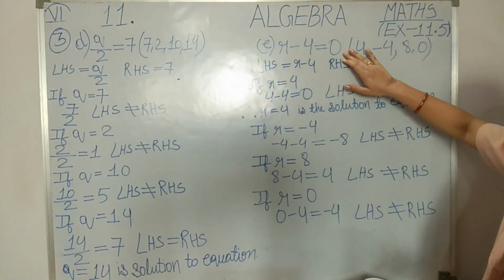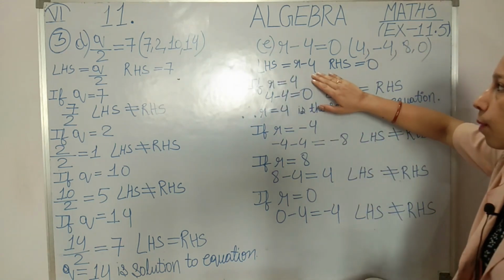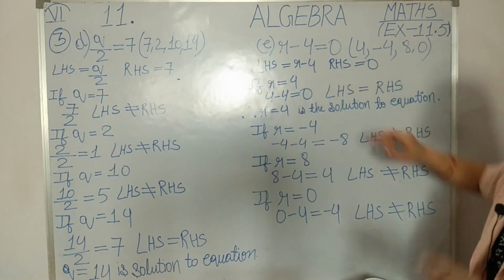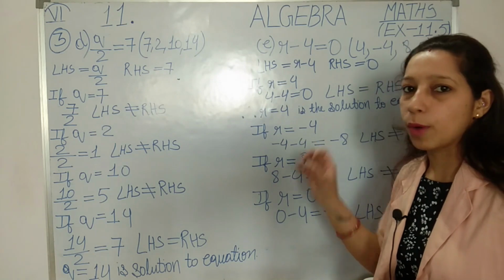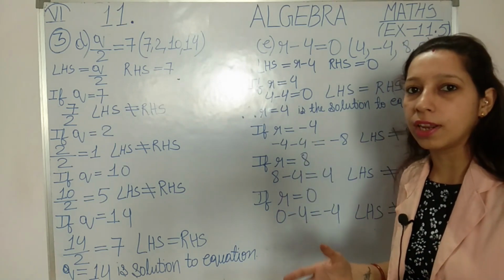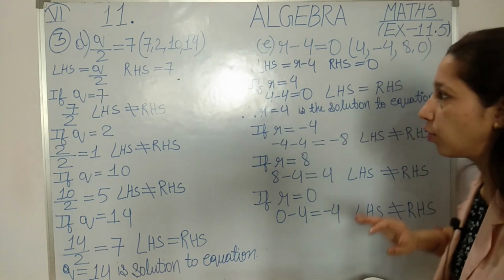R minus 4 equals 0, where the following values are given for r. So here my LHS part is r minus 4, my RHS part is 0. One thing, students: maybe the board is shining, and you will not be able to see some of the numbers that I have written properly. So I am reading each and every line, you can write and understand from there, okay.